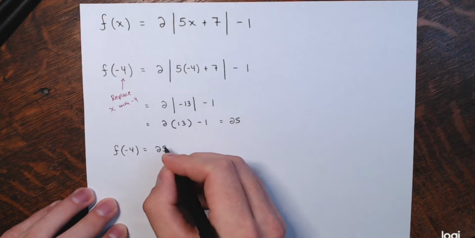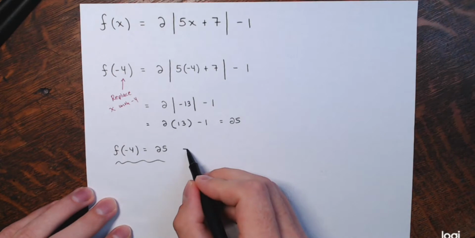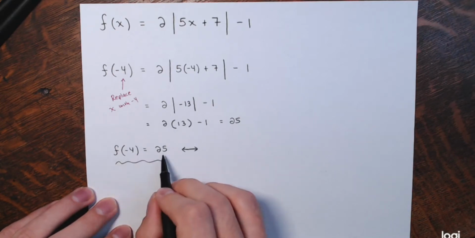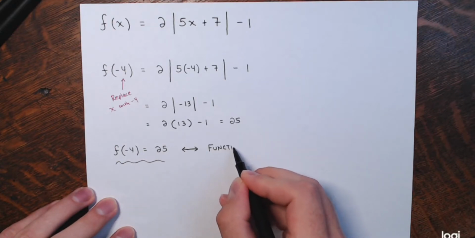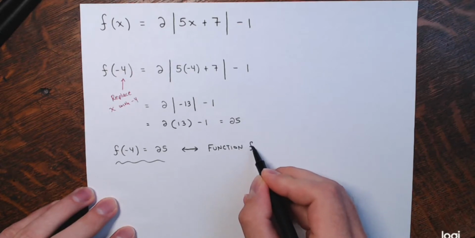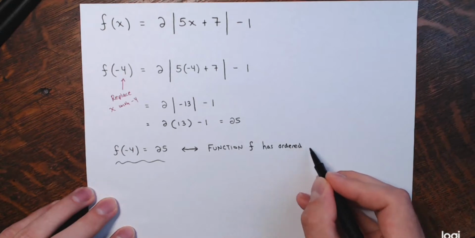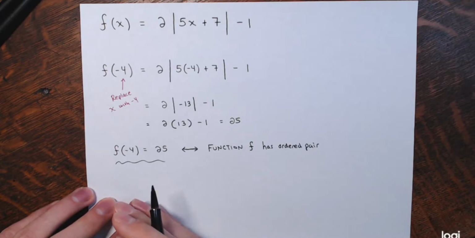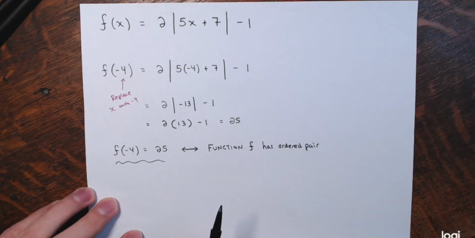And that's what I'll be entering in my answer. But don't forget, this also means the following. Saying that f of -4 is 25 is the same as saying that this function called f has the ordered pair. Remember, a function is a set of ordered pairs where the input values correspond to exactly one output value. Every value in the domain corresponds to exactly one value in the range.